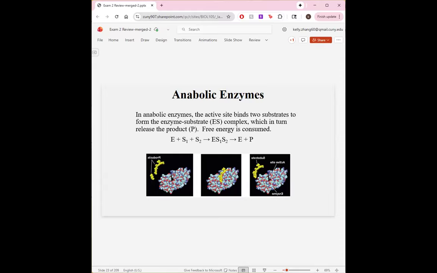Anabolic enzymes help form complex molecules from multiple simpler ones. Like anabolic reactions, you form one single more complex molecule from multiple simpler ones, and free energy is consumed. So in anabolic enzymes, the active site binds two substrates to form one enzyme substrate complex, which in turn releases the product.